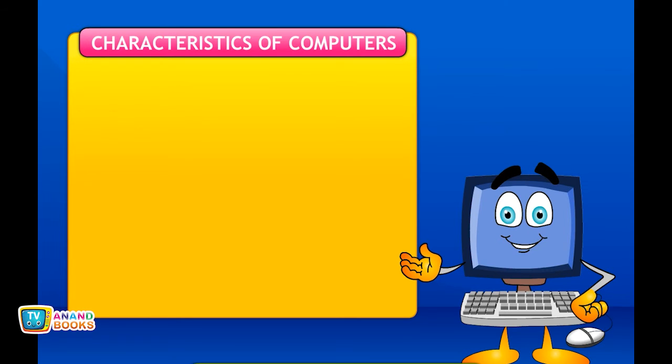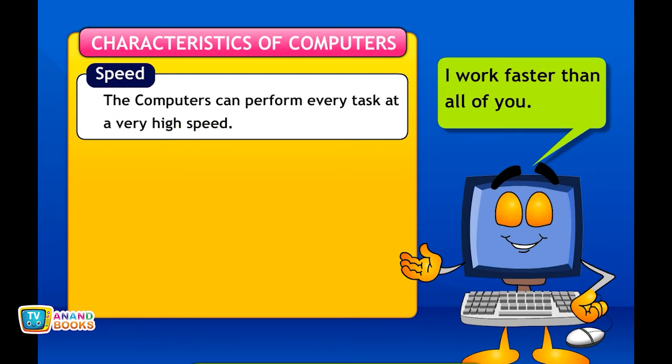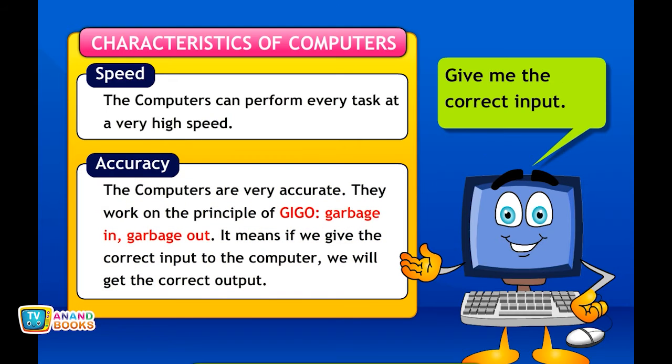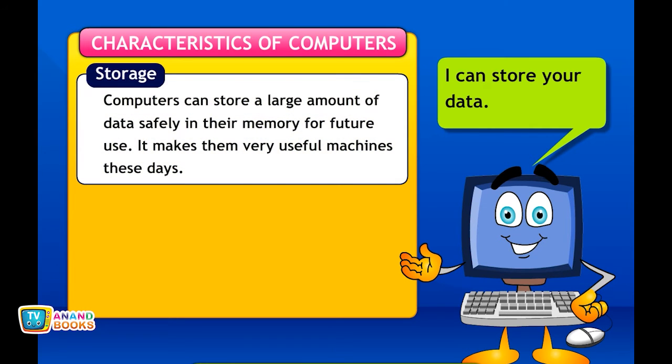Characteristics of computers. Speed. The computers can perform every task at a very high speed. Accuracy. The computers are very accurate. They work on the principle of GIGO, garbage in, garbage out. It means if we give the correct input to the computer, we will get the correct output.